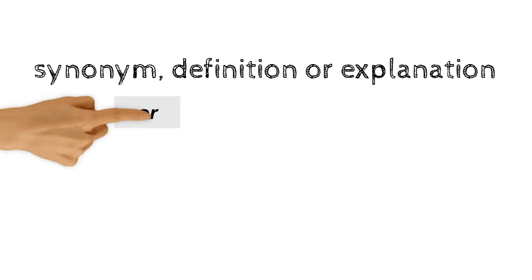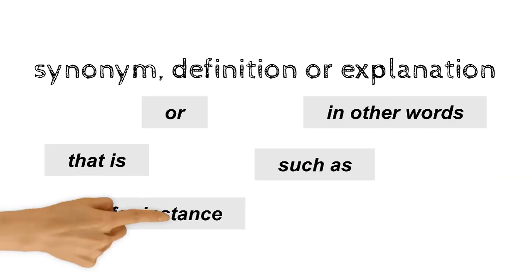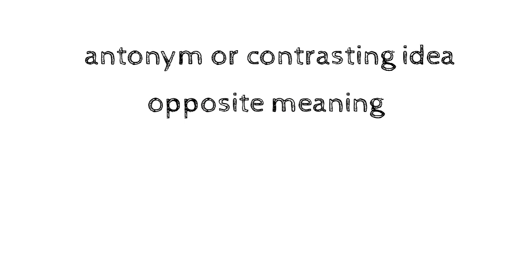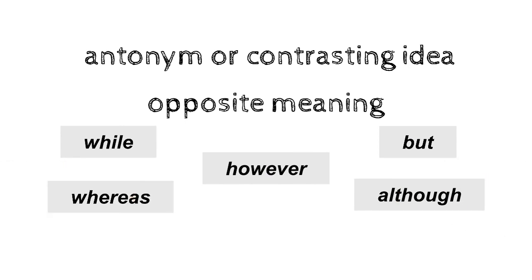Words and phrases that introduce a synonym, definition, or explanation include or, in other words, that is, such as, for instance, and i.e. You might find an antonym or contrasting idea that tells you the opposite meaning. Words or phrases that introduce contrasting meaning include while, but, however, although, whereas, or on the other hand.